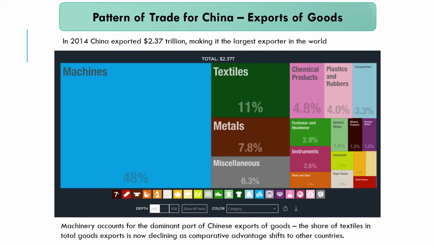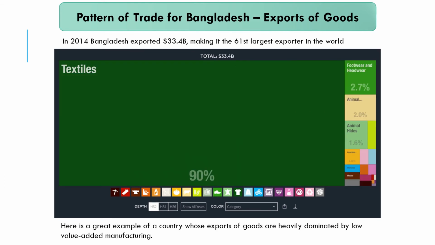If we look, for example, somewhere like China, we can see that they have quite a strong performance in terms of machinery, textiles, and things like basic chemical products and clothing. If we look at somewhere like Bangladesh, then we have a very specialized economy here with a real comparative advantage in the production of textiles.